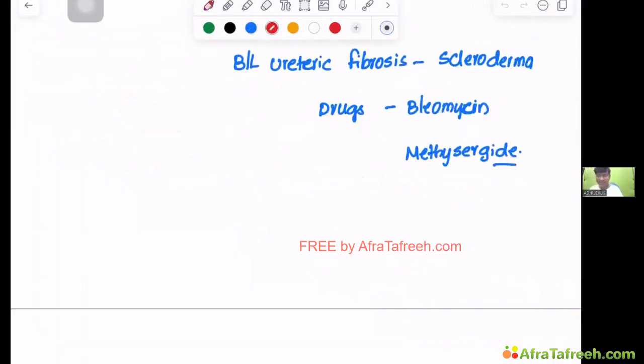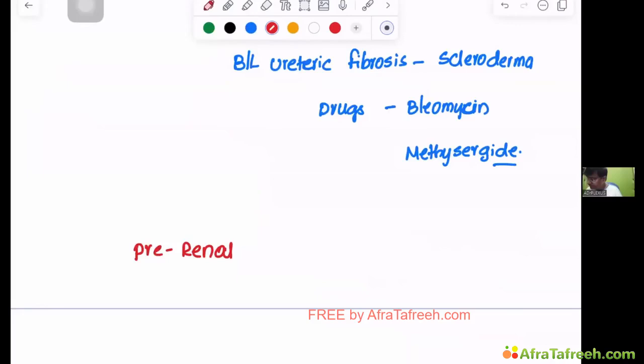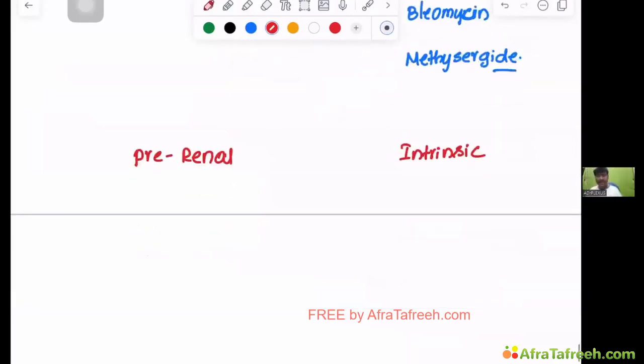The next important question is, how will you differentiate prerenal from intrinsic renal? Postrenal, you will be able to pick up by ultrasonography also. USG will show you that there are some stones or some obstruction, benign prostatic hyperplasia or whatever it is. But how will you differentiate the prerenal from the intrinsic renal?